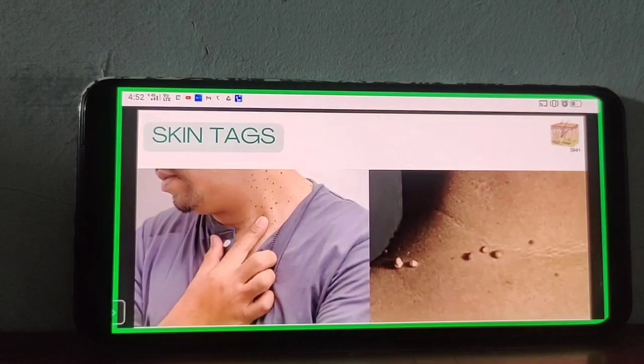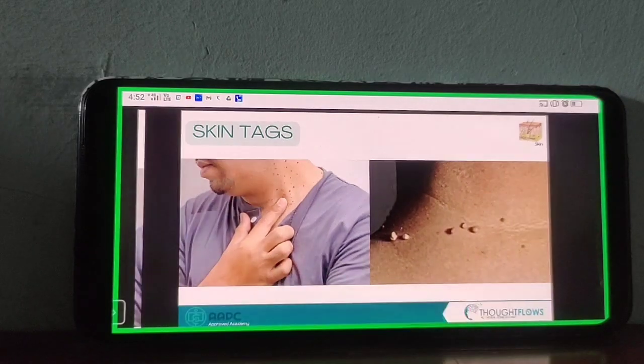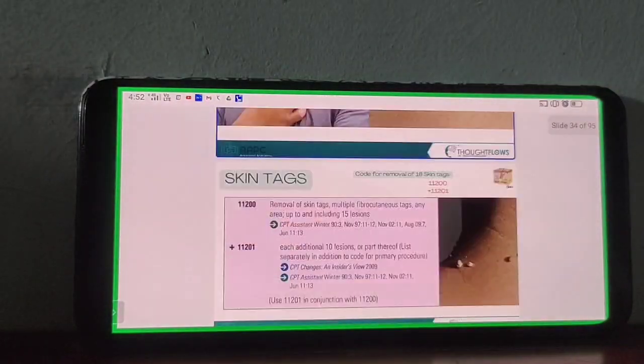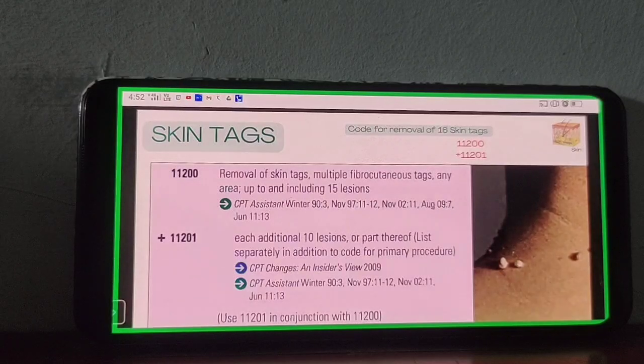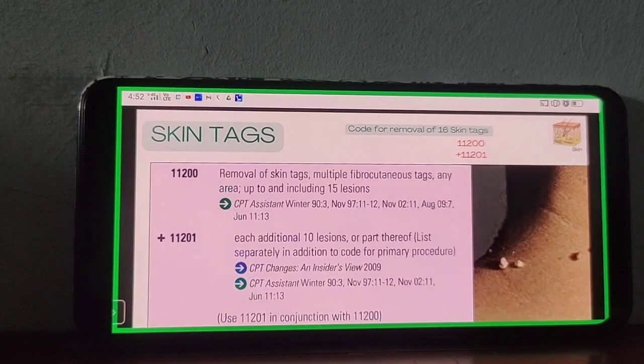See that? These are the images for skin tags. For removal of skin tags, up to 15 lesions, from 1 to 15 skin tags, 11200. For each additional 10, or part thereof, 11201. How can we report the code for 16 skin tags? Up to 15, 11200. Then for the remaining one skin tag, we just apply the add-on code only one.